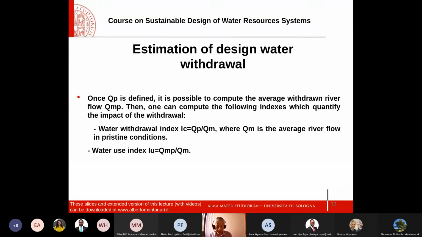Excuse me. Yeah, please. Could you repeat what is QMP, the meaning of it? Sorry, say again the name. In the water use index. Yes. There is the ratio between QMP and what is this flow? Okay. QMP is the average withdrawn flow.